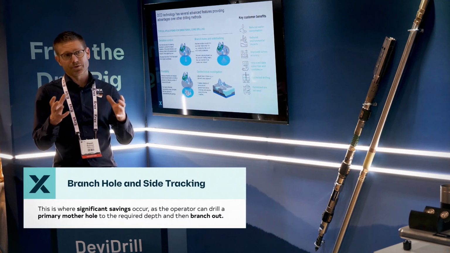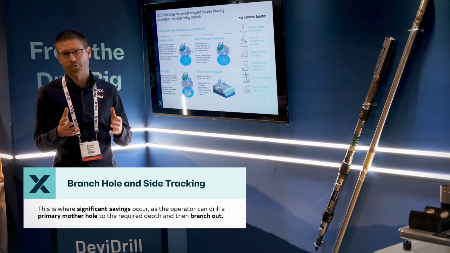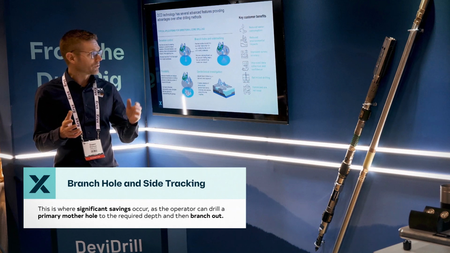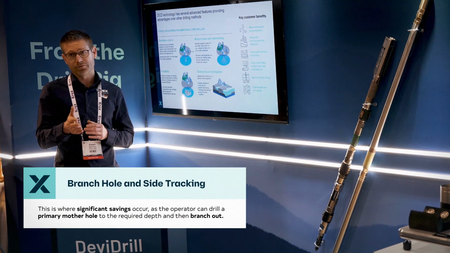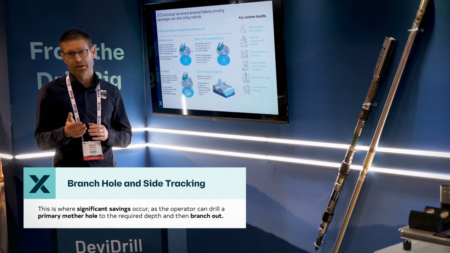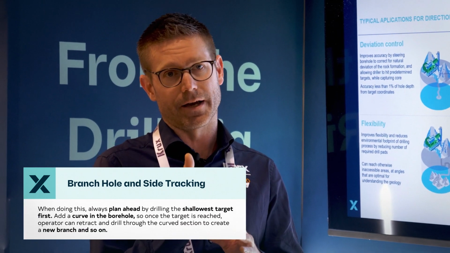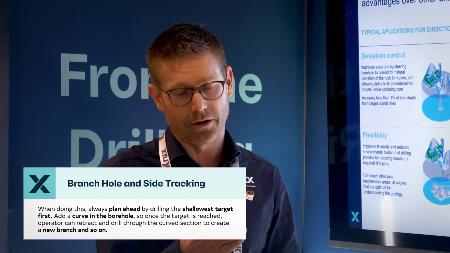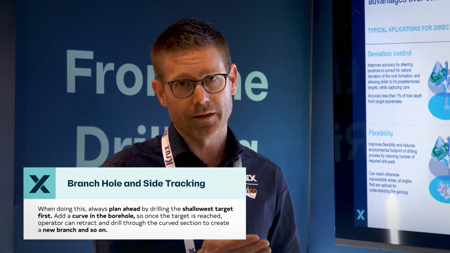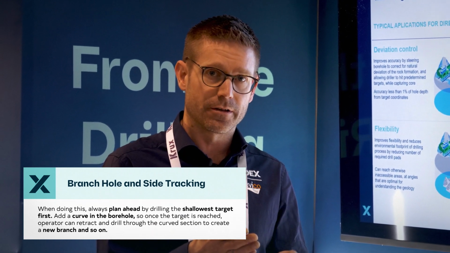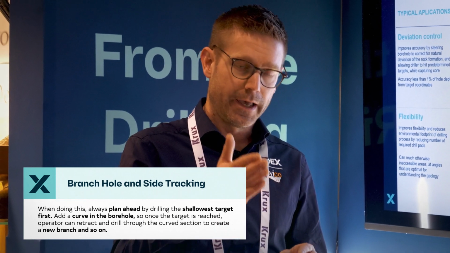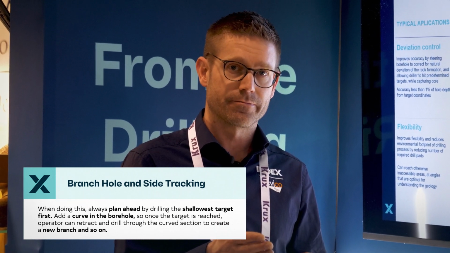And then you have branch holes and side tracking. So this is the commonly used application for directional. This is where you save the big money, where you can drill one mother hole down to depth and you can branch out. And when we do this, we always plan it ahead so that we drill the shallowest target first. So we'll put in a curve in the borehole so that once you finish your target, we can pull back and we can just drill through that curved section and create a new branch. And out of that, we'll make a new curve and etc.